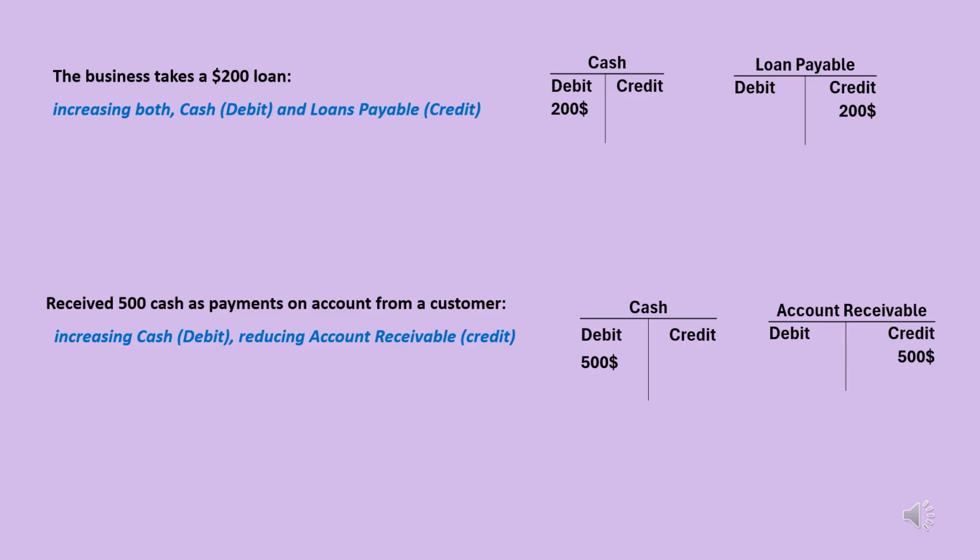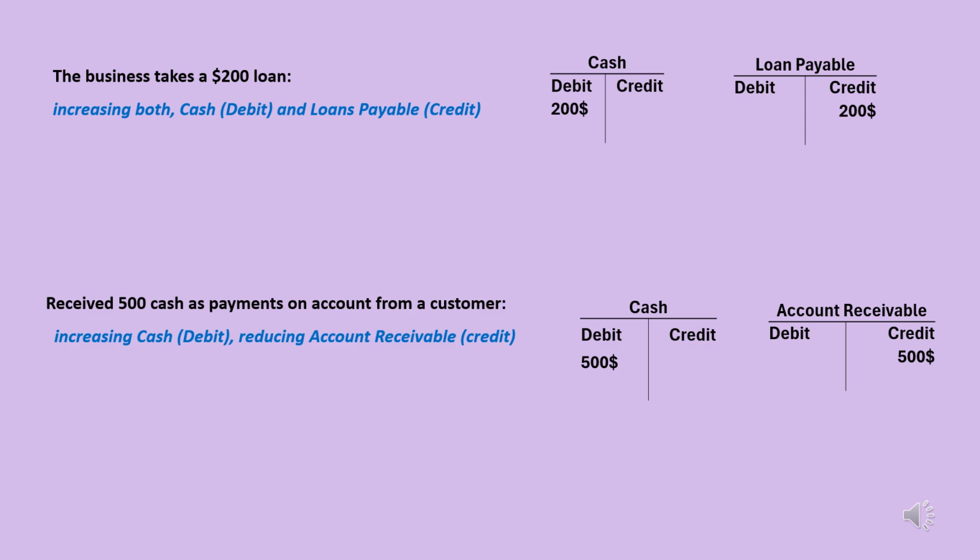The business takes a $200 loan. Which accounts are affected? Cash and loans payable. Did accounts go up or down? Increasing both. Cash is an asset. Asset natural state is debit. Increase in debit side. Loans payable is a liability. The liability's natural state is credit. Increase in credit side.